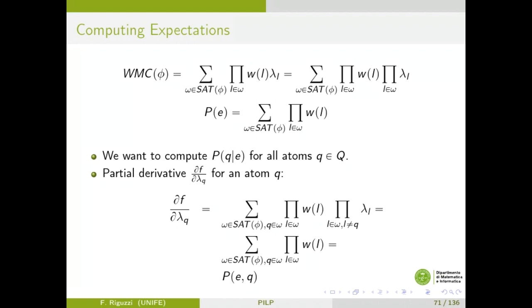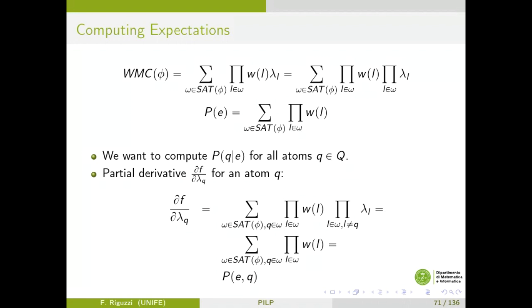So if you set all the other indicator variables to 1, you get the probability of the evidence and the query. And this is given by the sum over all worlds satisfying phi and that also contain the query. So this is the joint probability. So if we compute the derivative of the formula with respect to the indicator variable, we get the joint probabilities that are needed for the EM algorithm.